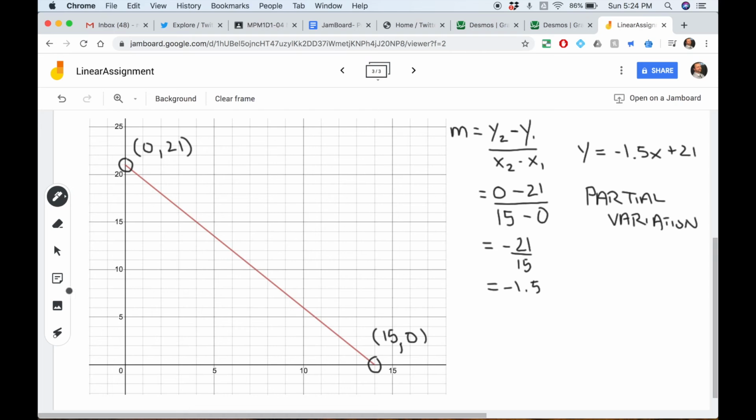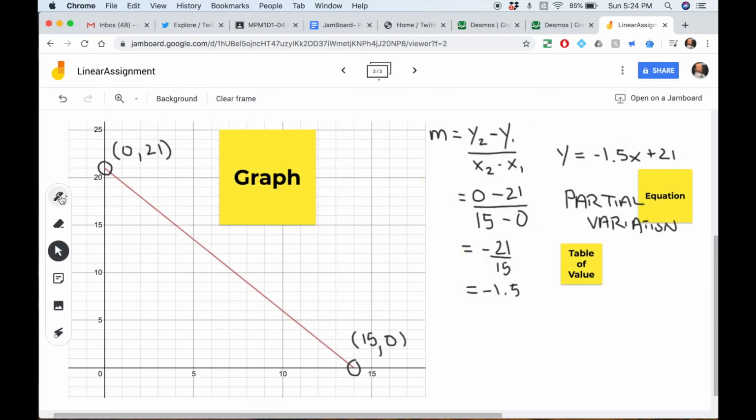I started with words. I made a graph. I've made an equation. Let's quickly make a table of values, x and y. So on day 0, I had 21 towels in my closet. My slope, I use a towel and a half a day. So it doesn't make sense to use half a towel. But on day 2, I would have used 3 towels. So 21 minus 3 would be 18. On day 4, I've used another 3 towels. So I'm down to 15 towels. And so on, and so on, and so on.